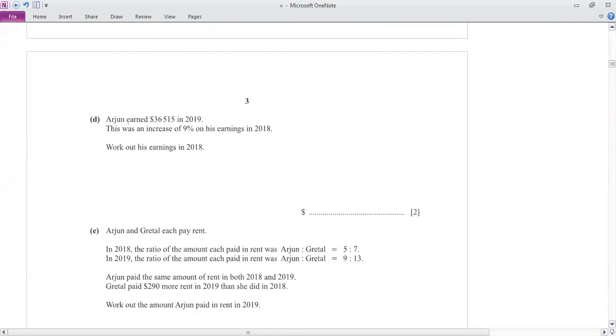Next is number D. Arjun earns 36,515 in 2019. This was an increase of 9% on his earning in 2018. Comparison is starting from 2018, so 2018 is the original income. That will be 100%. So we need to find the 100%. Let's suppose it is X. Now we have to find 109% because there is an increase of 9%. So 109%.